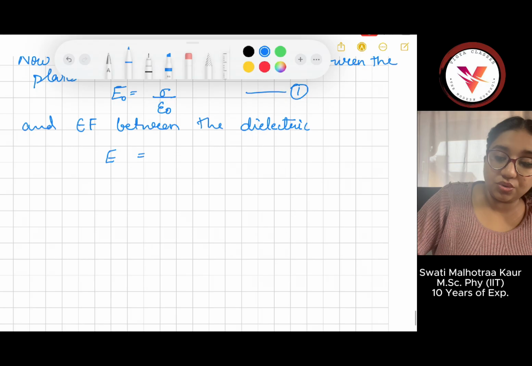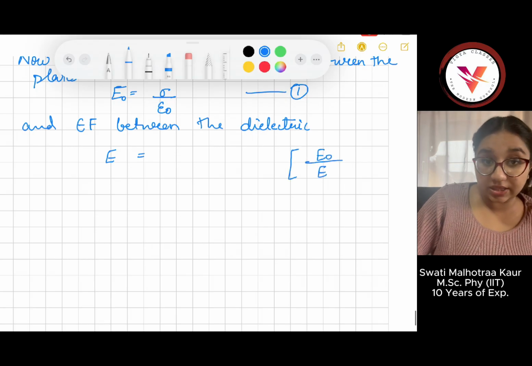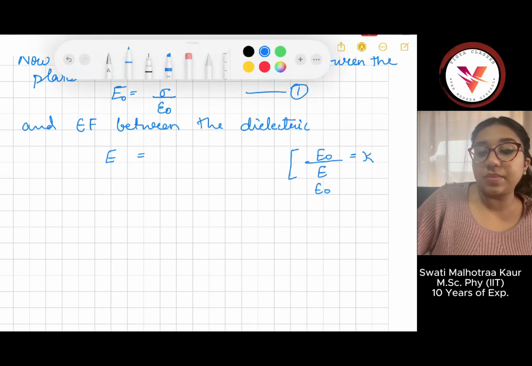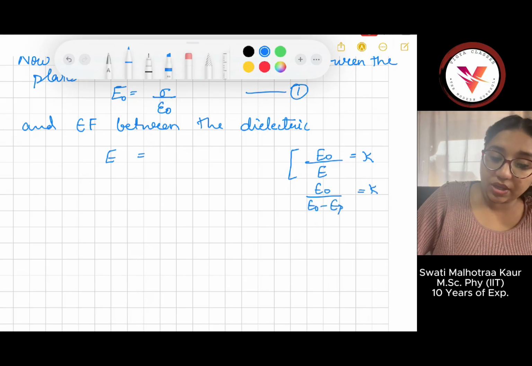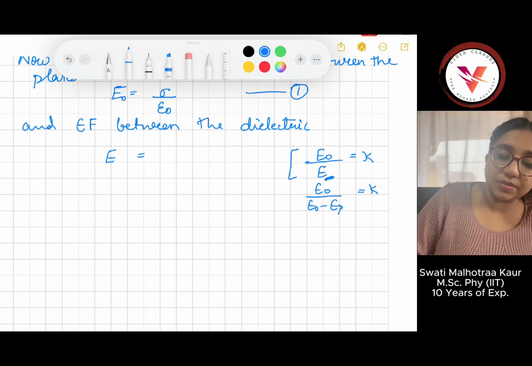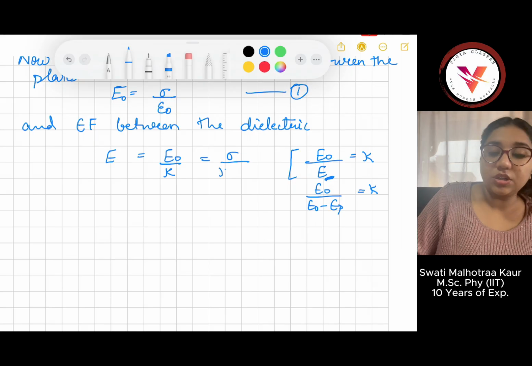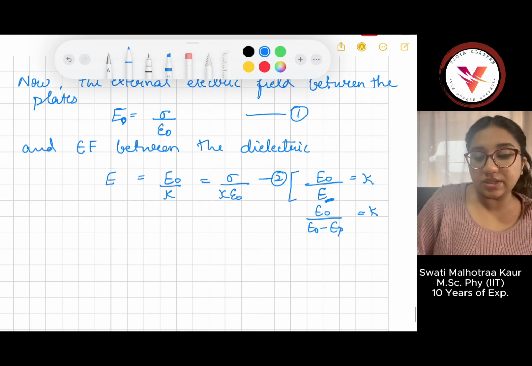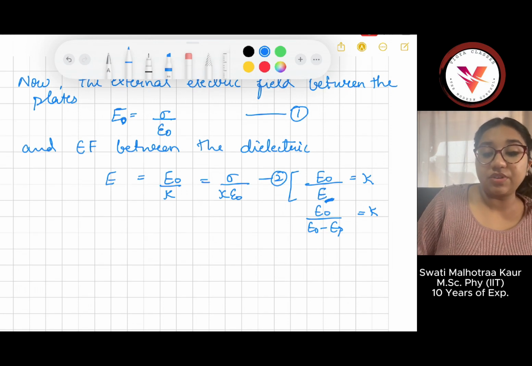Basically, the ratio of the external electric field to the net electric field in the dielectric slab is equal to kappa. That is, E naught upon E naught minus EP is equal to kappa. So from here, E can be written as E naught by kappa, where E naught is sigma by epsilon naught. Second. So these are two electric fields: one is outer, external, and this is inside, in between the dielectric.